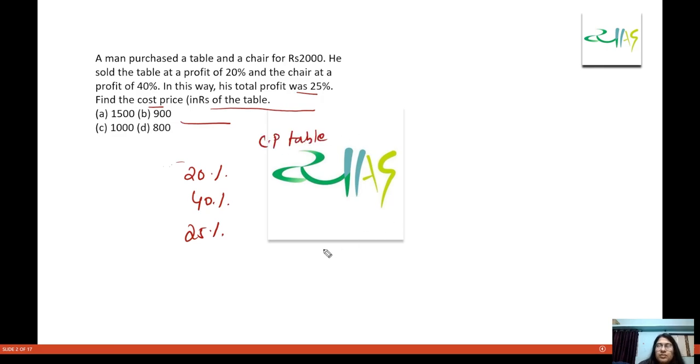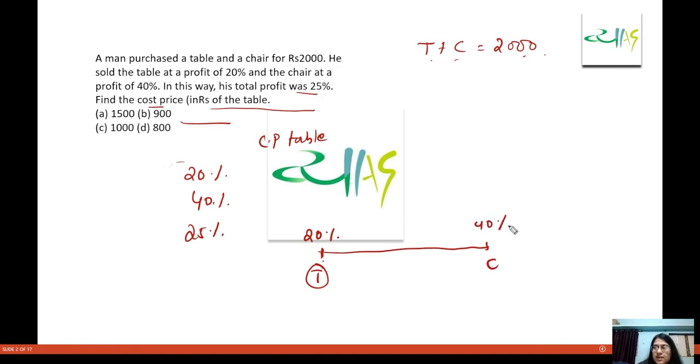Now, he bought a table and chair for rupees 2000. So the combined cost of table and chair is rupees 2000. He sold the table at a profit of 20%. So we will draw this line. We will keep our table here and we will put what? He sold the table at a profit of 20%. So we put this 20% here. And the chair at a profit of 40%. So we put this 40% here, fine.